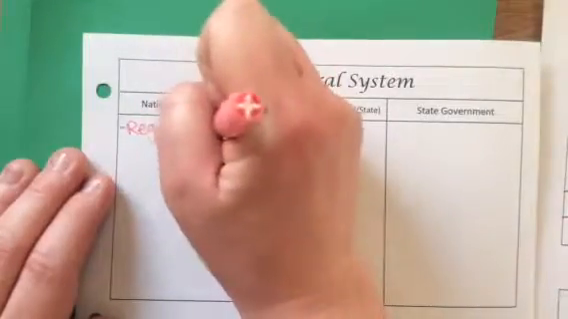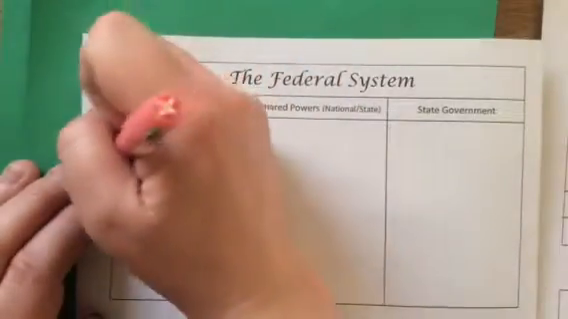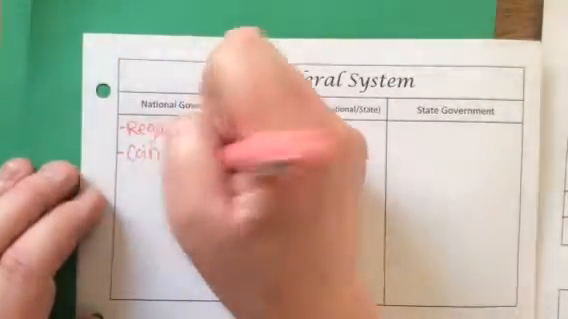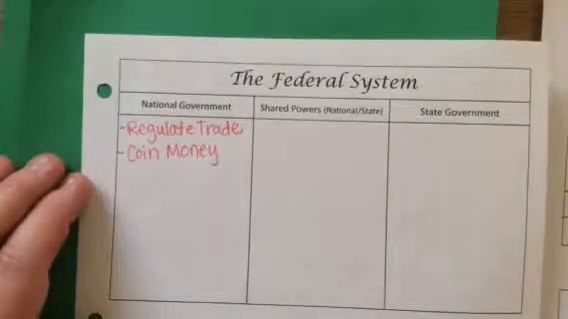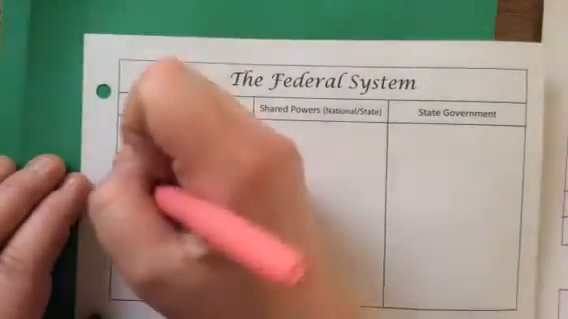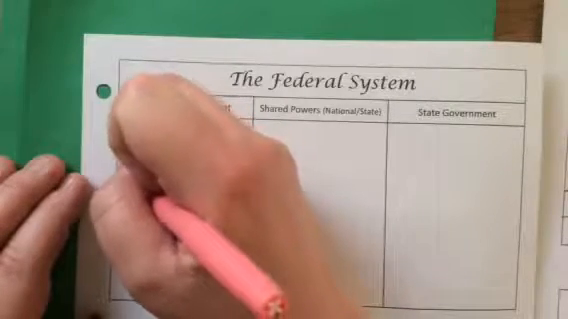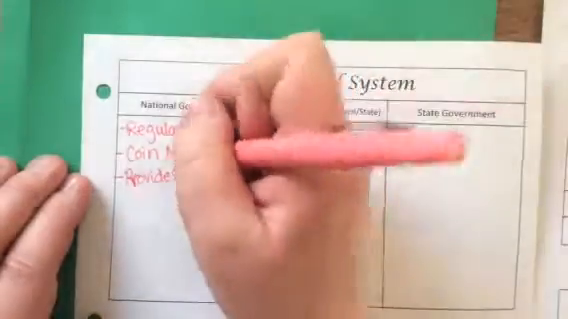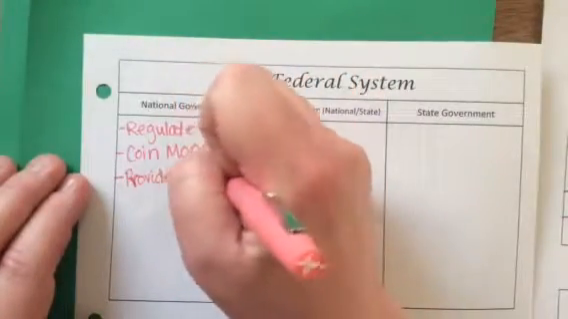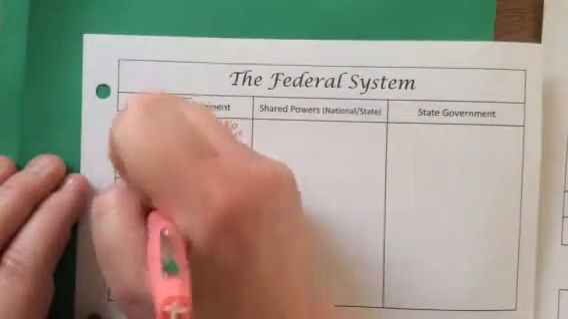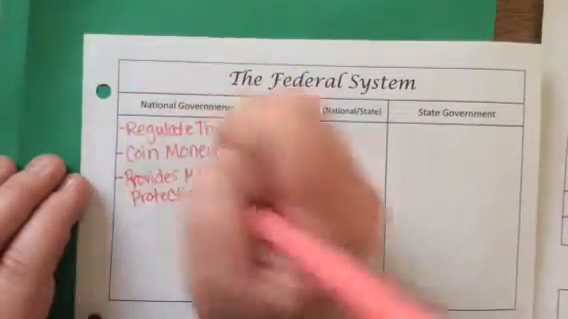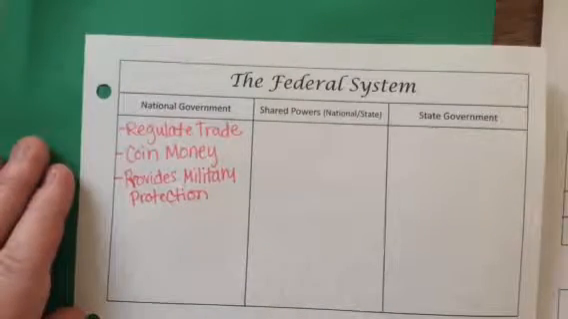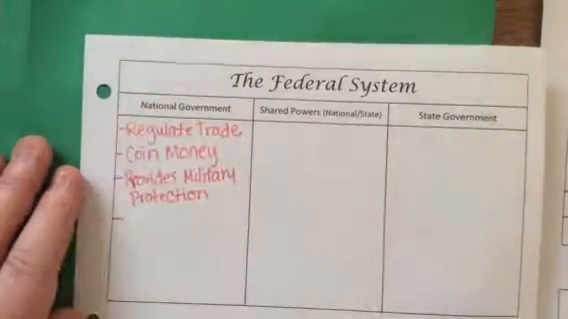regulate trade. They also have the right to coin money, which means that they can make money. They can create the actual paper money and the coinage that we have in the United States. The national government provides military protection to citizens. If we're in a war, the national government provides the forces to fight that war. It's not up to states.